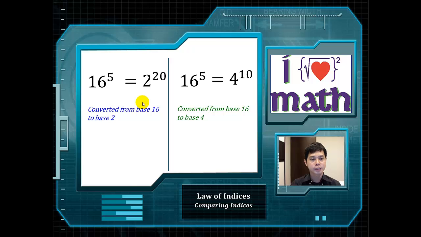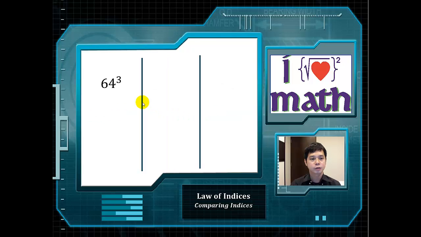Now, not all factors of 16 can be easily converted to. Can you think of some bases that we can easily convert to for base 64? Yes, we can convert it to base 2 because 64 is equal to 2 to the power of 6, and hence 64 cubed is equal to 2 to the power of 6 cubed. Again, using the law of indices, we have 2 to the power of 18. What is another base that you can think of? Yes, we can convert it to base 4. And hence, using the law of indices, we have 4 to the power of 9.